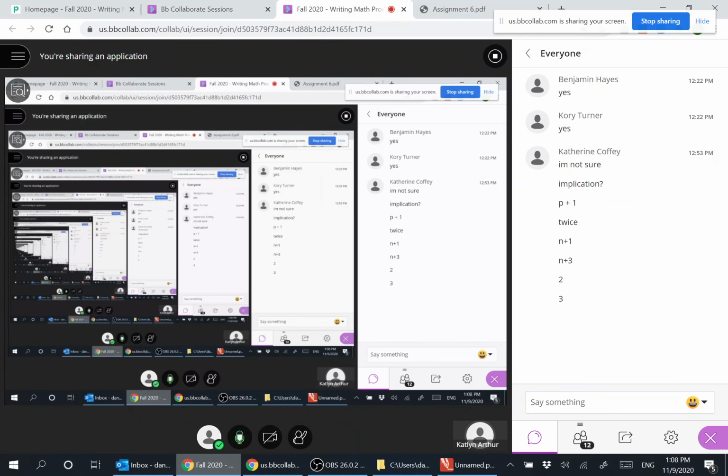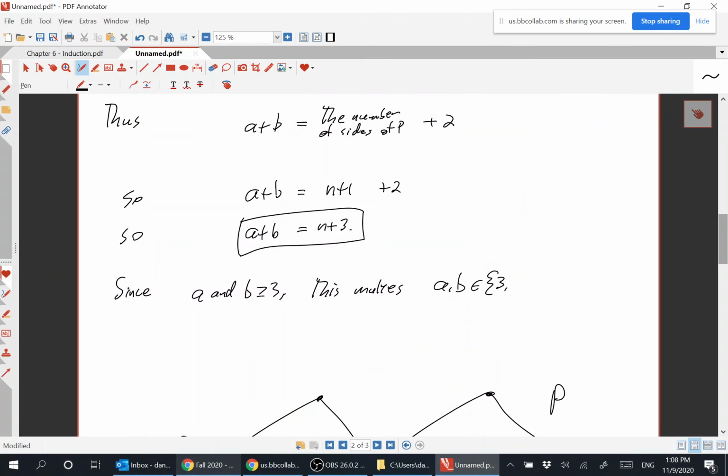At most is what? That's at least. At most. What's the largest A could be? The smallest A could be is 3. What's the largest A could be?